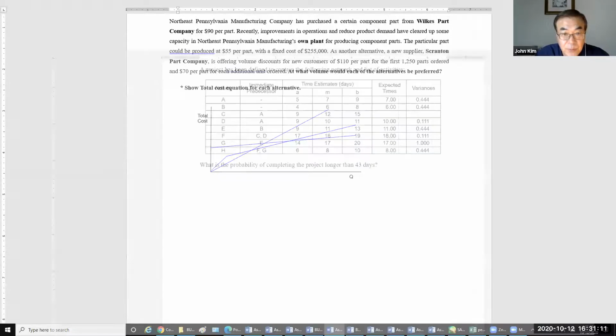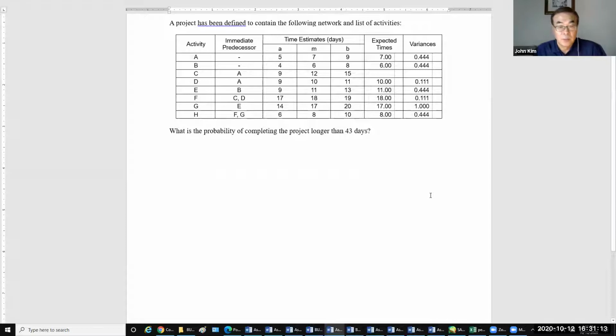Last question. Project management, critical path method. For this question, you need to figure out the critical path, and then the duration, and so on. And for this one, you need to fill out this blank, this one and this one.